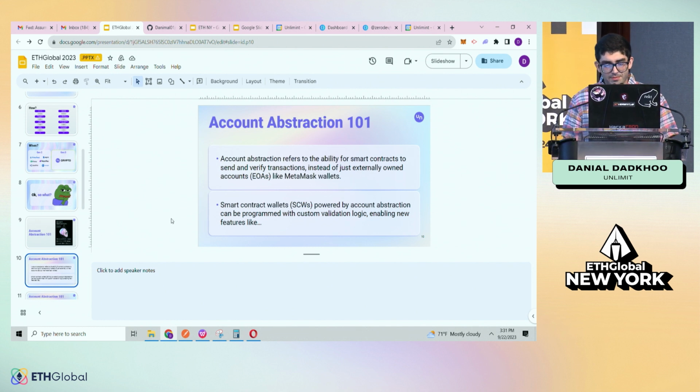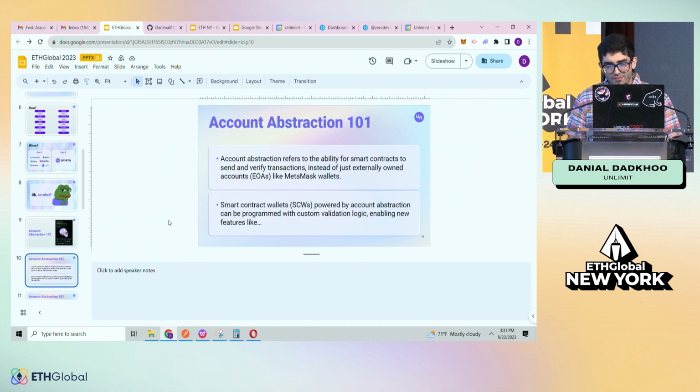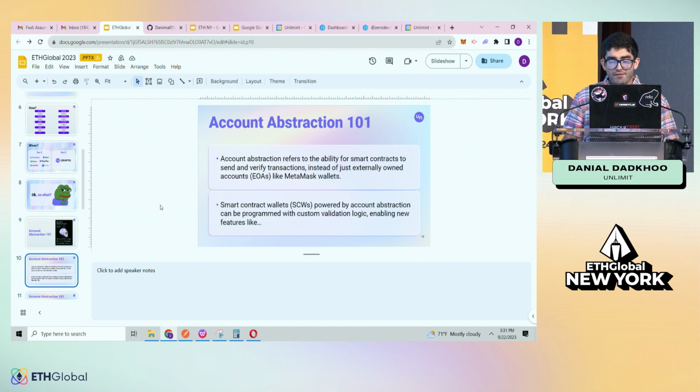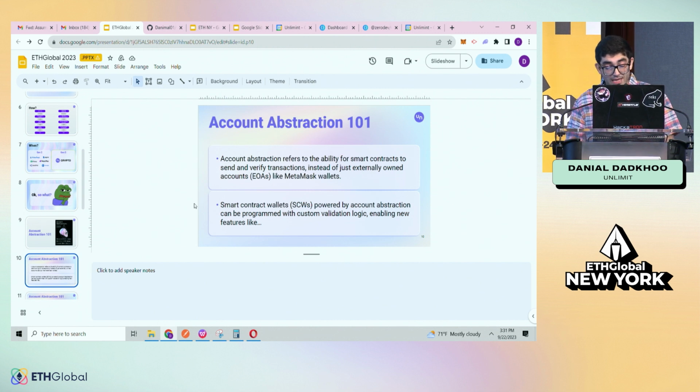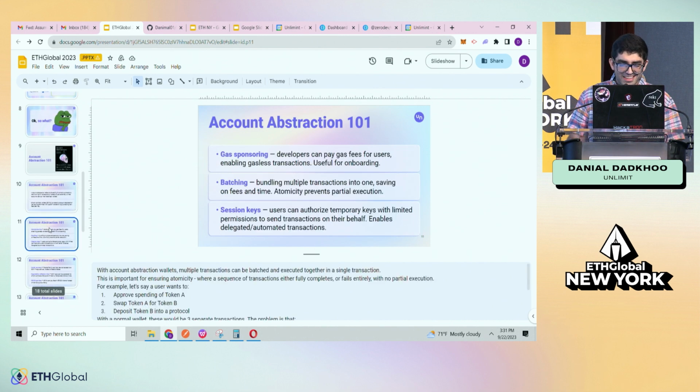But the question is, what is account abstraction? You've heard it a million times. What does it mean? It's very simple. Account abstraction is just having smart contract wallet functionality, the ability for smart contracts to send and verify transactions instead of EOAs like your MetaMask wallet, which can't do that. Smart contracts powered by account abstraction can be programmed with custom validation logic. So essentially your wallet now becomes its own dApp. What does that even mean? Let me keep going.